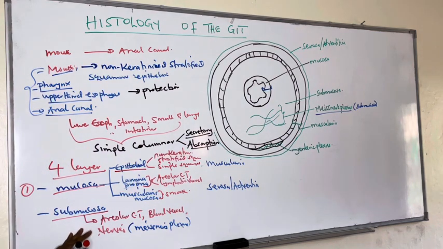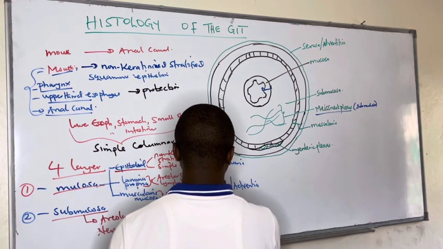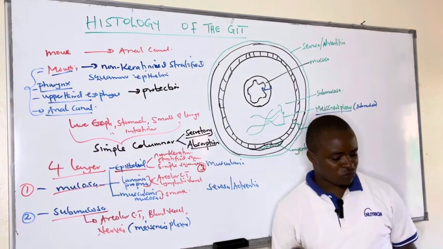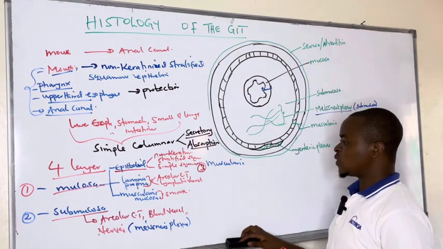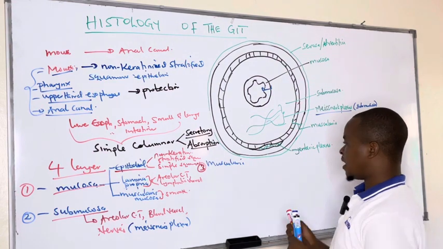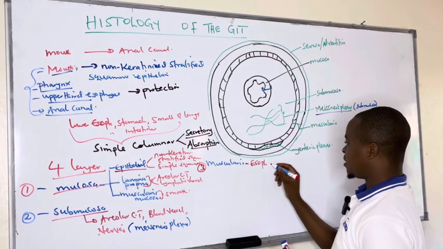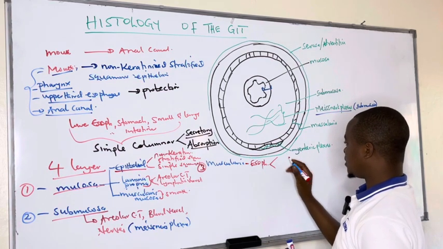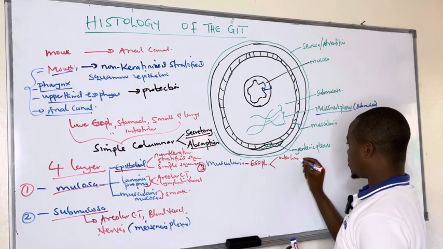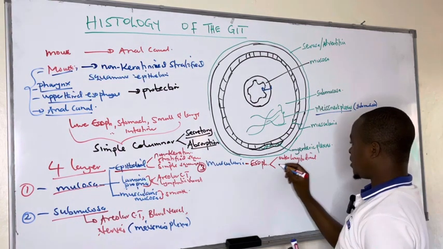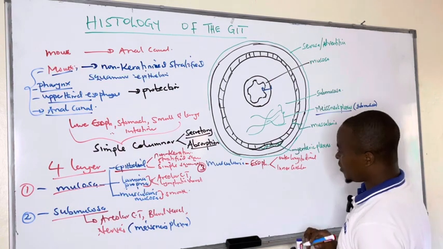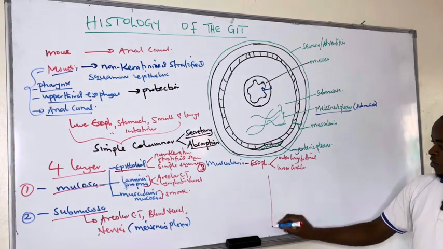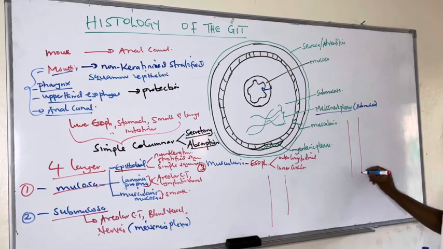Then from the submucosa, which is number 2, we go to number 3, which is the muscularis layer. And this muscularis layer is made up of, let me first remove this serosa. This muscularis layer is made up of, in the oesophagus, if it is in the oesophagus, we find two layers. That is the outer longitudinal and the inner circular muscles.